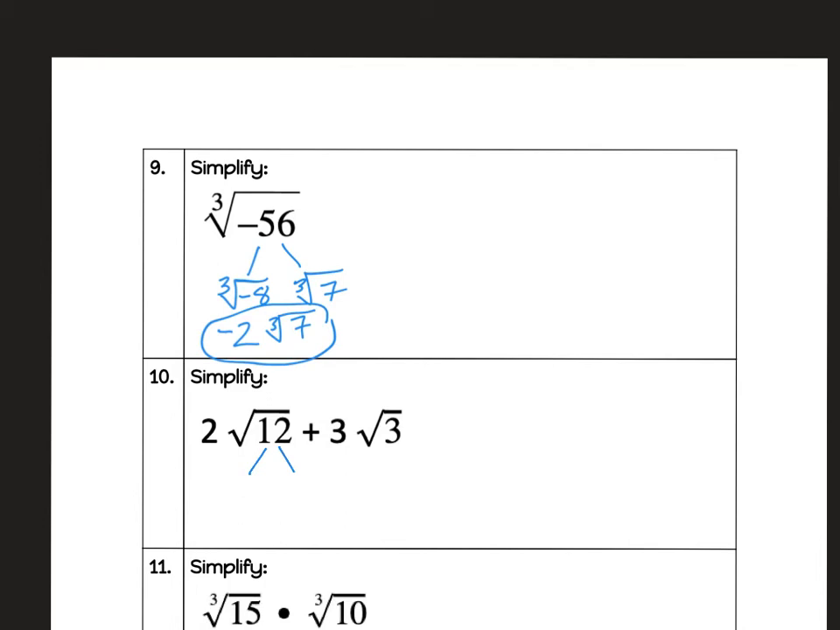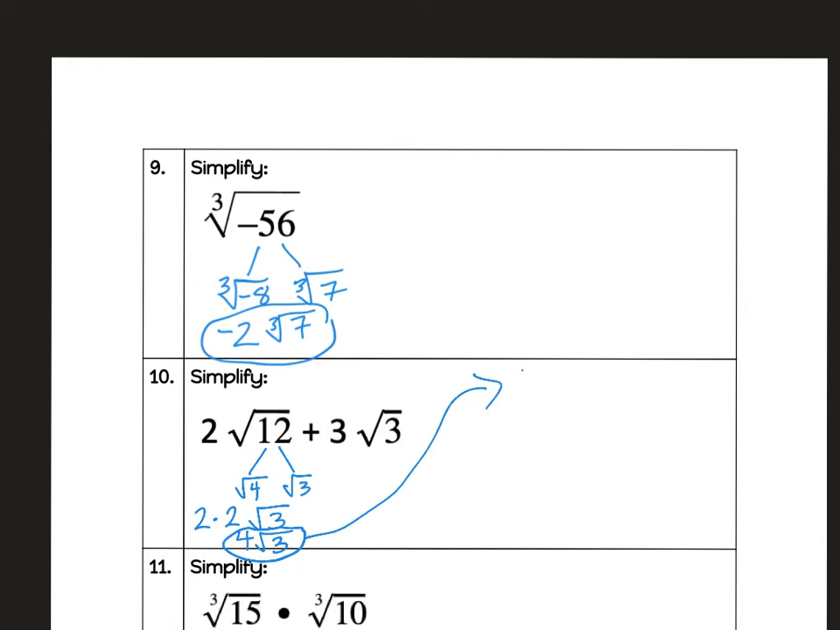So we know that 4 times 3 gives me 12. 4 is a perfect square. We can take it outside of the radical sign. It becomes 2. I got to multiply it with that coefficient. So now we have 4 square root of 3. Okay, that is not my answer. I know I circled it. But that's because I'm going to rewrite it, because now we are going to be able to add.